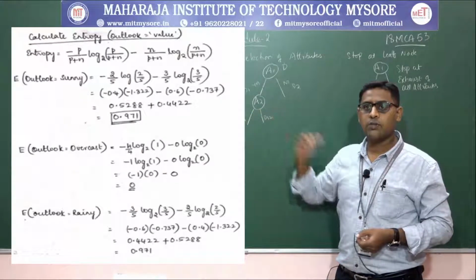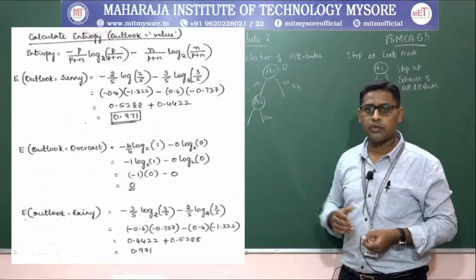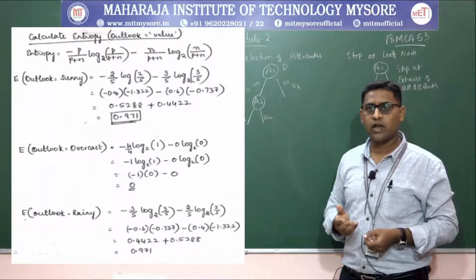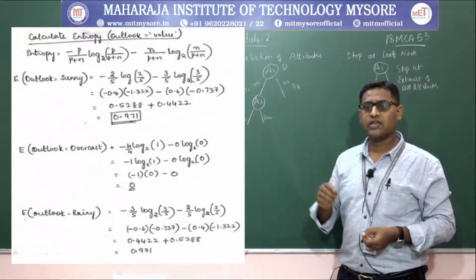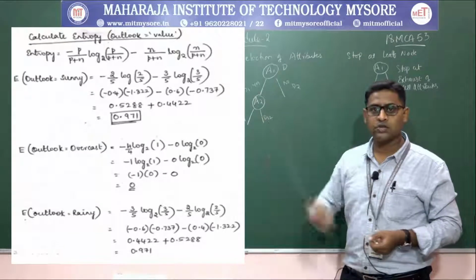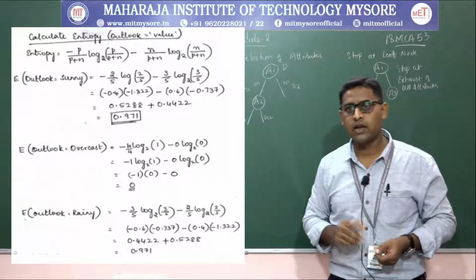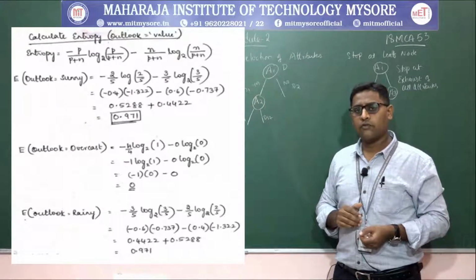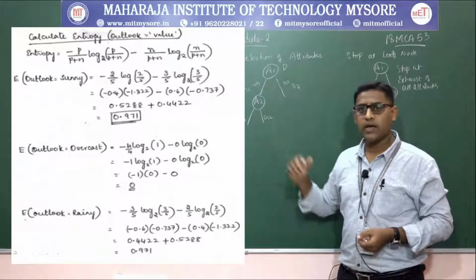If you substitute the positive and negative values into the entropy function for sunny, where 2 is the positive value and 3 is the negative value, so P is 2 and N is 3, and use your calculator to find the logs, you will get the entropy of outlook sunny as 0.971.